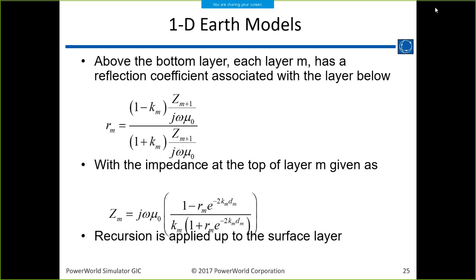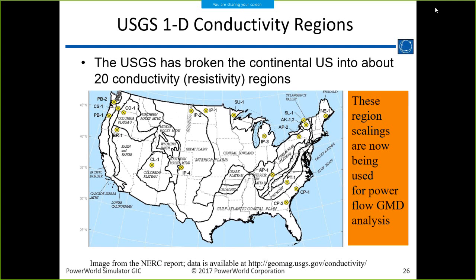But there's reflections that occur off the different layers. I mean, it's not something we as power engineers deal with a lot. What is going on right now is NERC is using a USGS map in which they've broken the U.S. and actually Canada as well up into different regions, and as we calculate the GICs, we make different assumptions for different regions as to what is the induced electric field in those regions.